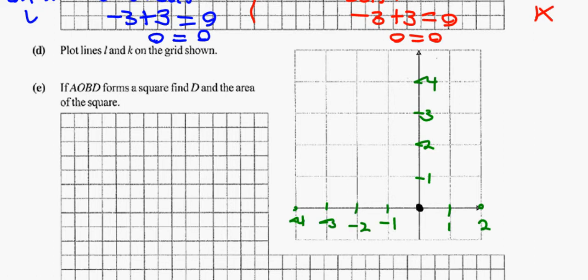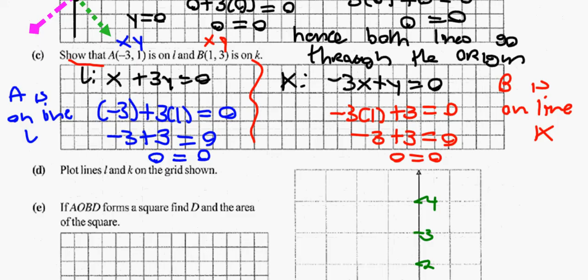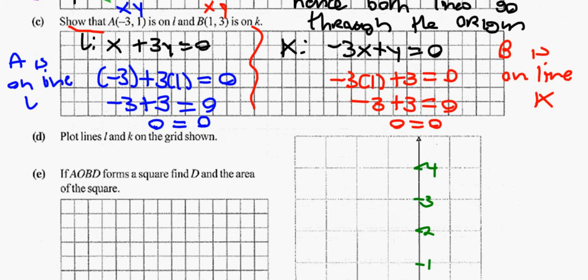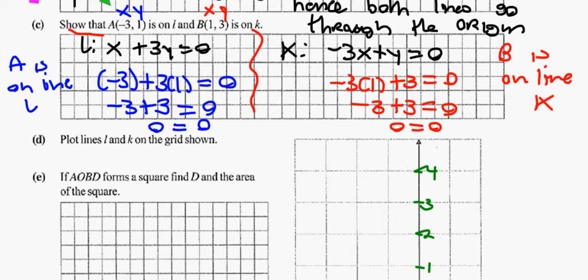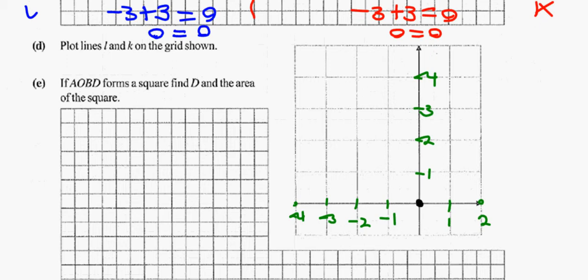So both lines L and K contain the origin. We proved that in part 2, that both of them go through the origin. Now we have one other point for each line. L goes through minus 3, 1 and K goes through 1, 3. So we're just going to draw these points on the line and we can see that that's the line L and this one here is the line K.